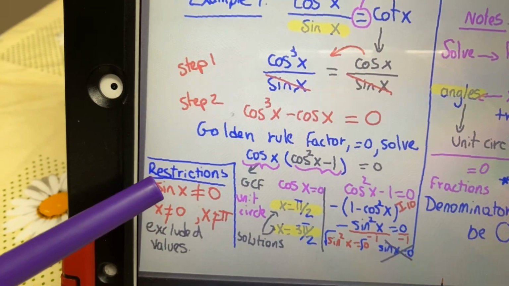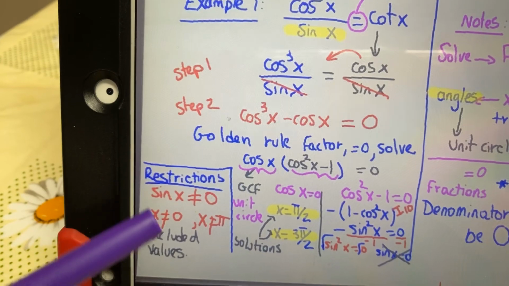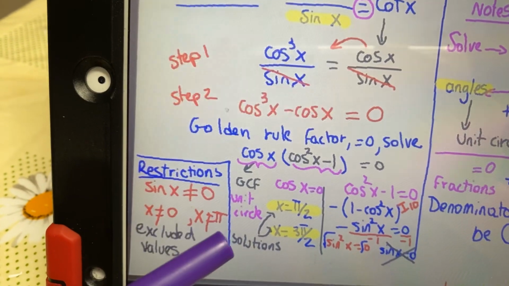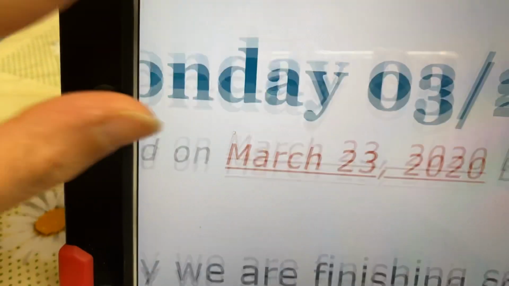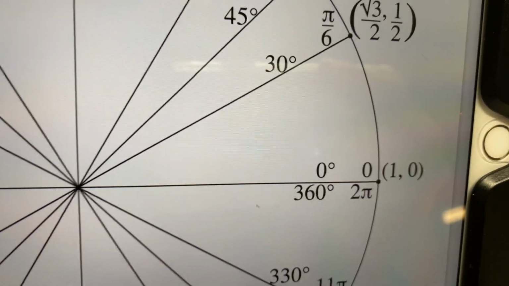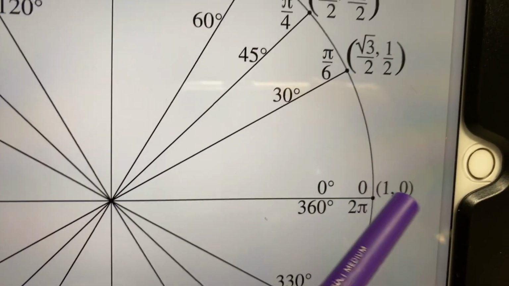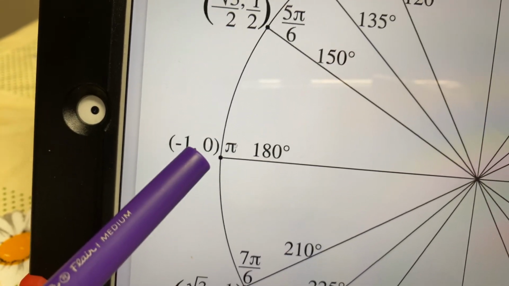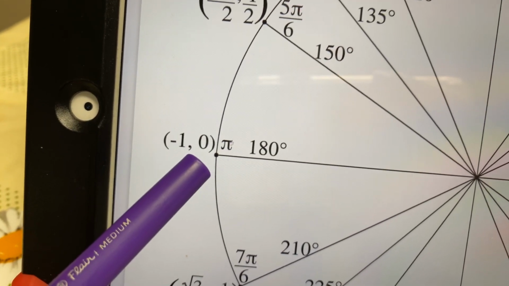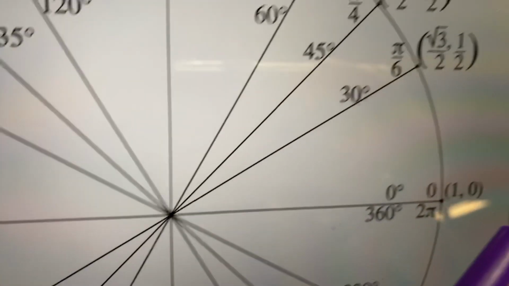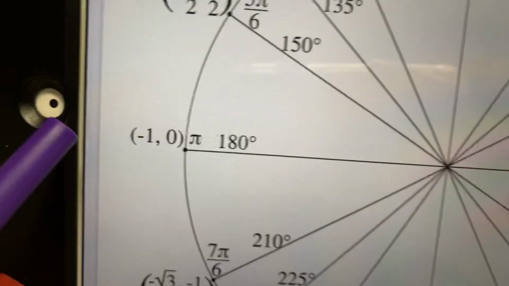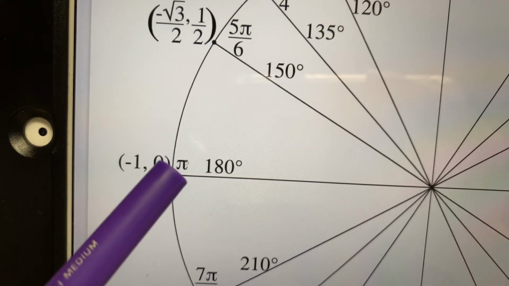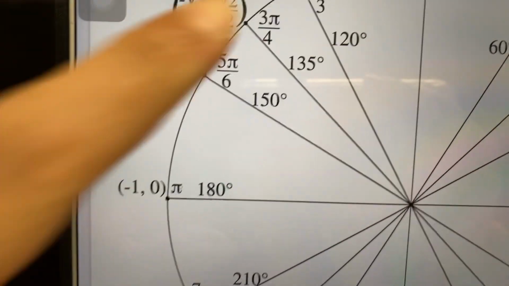And when does sine x equal 0? On angle 0 and pi. And I actually have here the unit circle. So you guys can see for angle 0 degrees, the sine, which is the y value, is 0. On an angle pi, the sine, which is the y value, is 0 as well. So those two values, which are 0 degrees and pi, or 180 degrees, are not allowed.